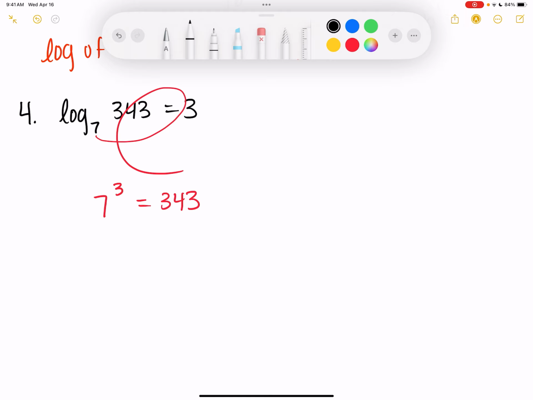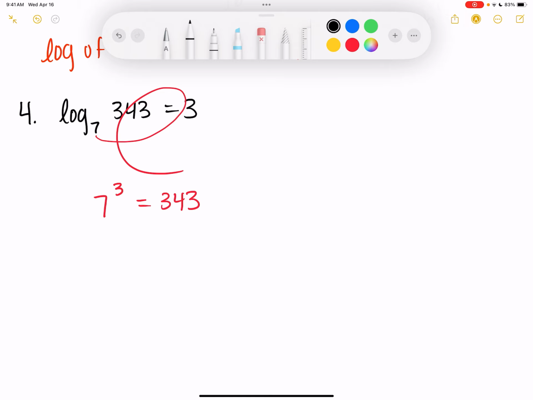How would you check that? You follow the line: 7 to the third equals 343. Follow the lines. From the 7 to the 3. I understand what's happening, but how does this relate to exponents? Is there something I can just look at and say, oh, that makes sense because of exponents? Yes, because 7 to the third is equal to 343. Is that true every time? It has to be.